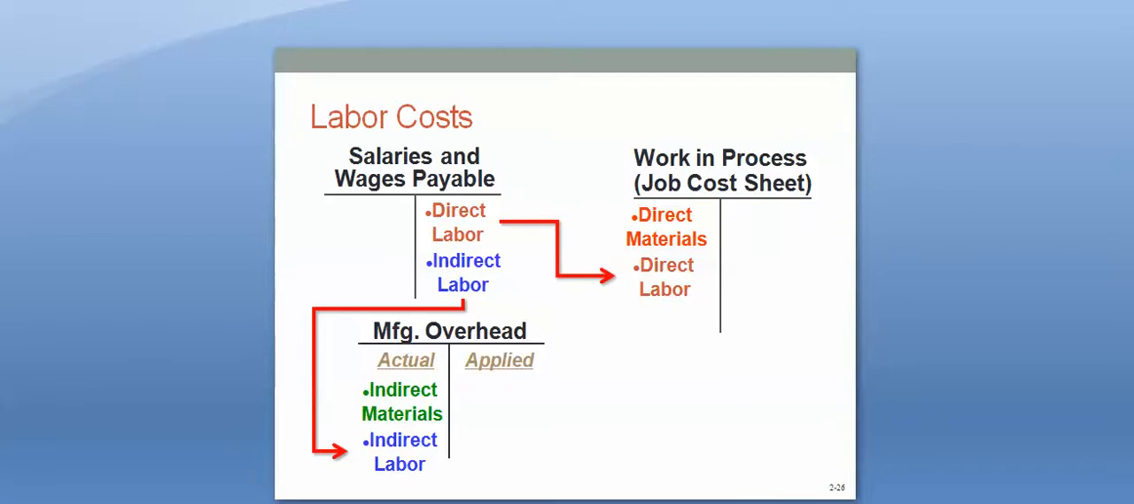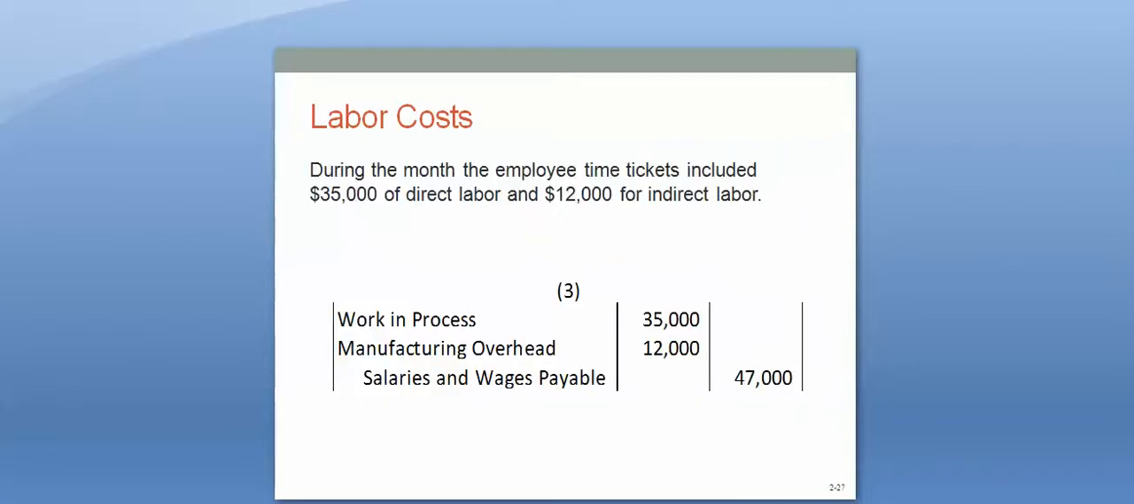Let's again take a look at our flow diagram for some costs for our company, which we're told during the month had $35,000 of direct labor and $12,000 of indirect labor.